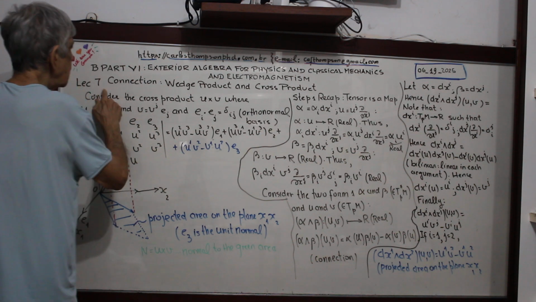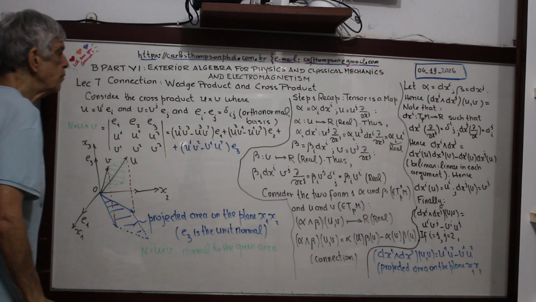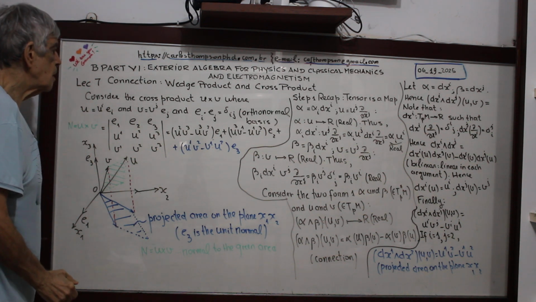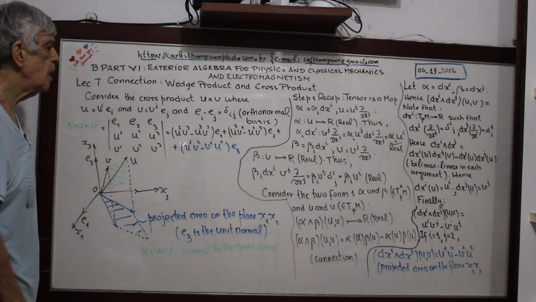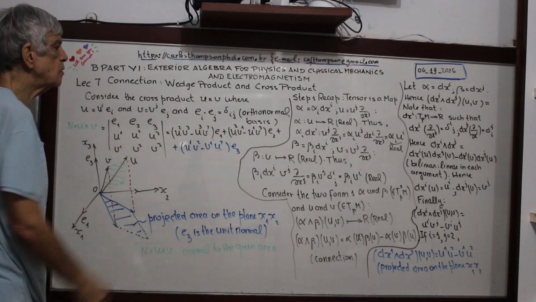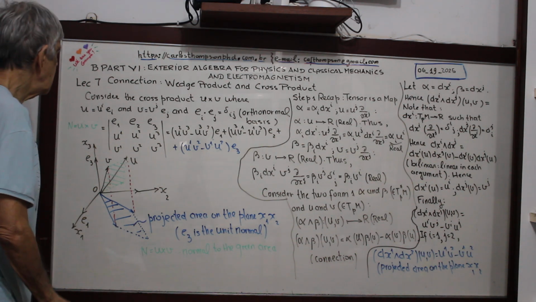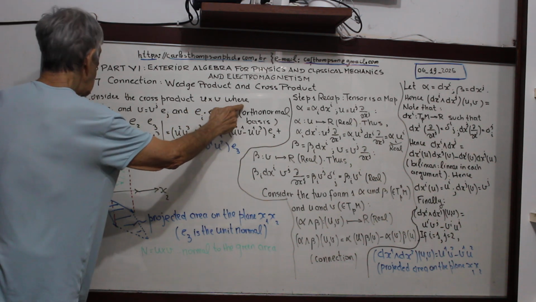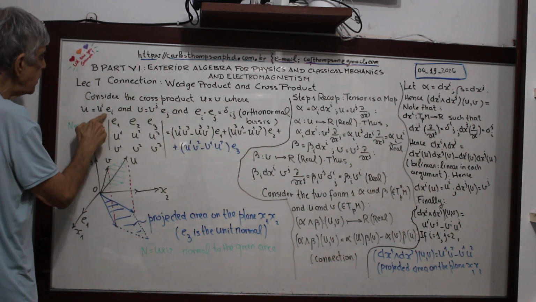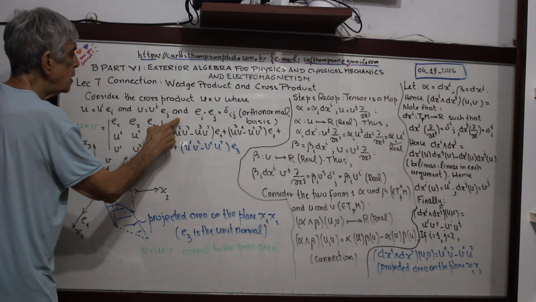Lecture 7: connection between the wedge product and the cross product. You see, this is an analogy between the wedge product and the cross product for a 2-form. Now, consider the cross product U cross V, where U is U^i e_i and V is V^j e_j.